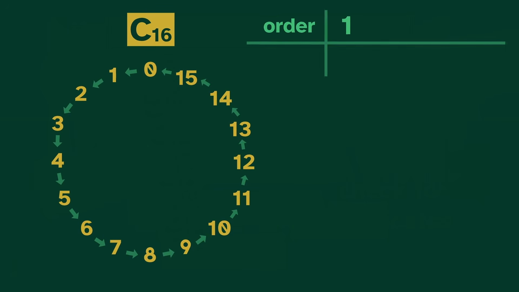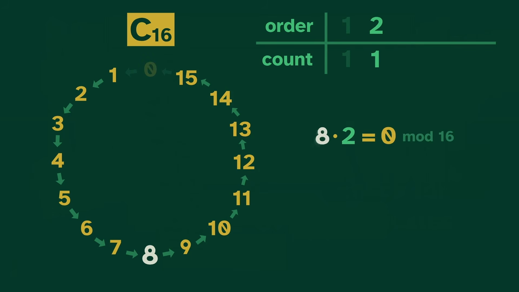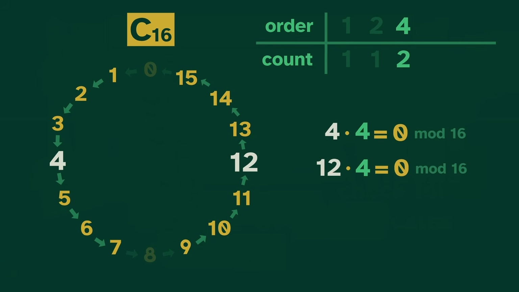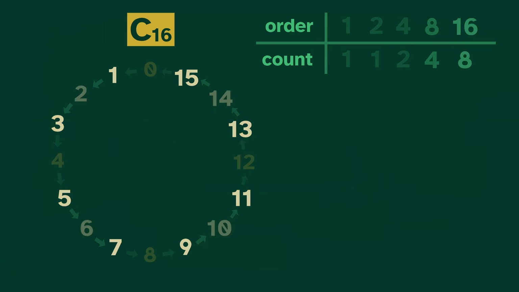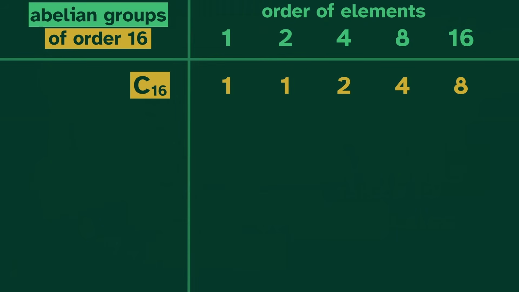Sure, so let's do C16. For order 1, there is just one element. 0, because it's... Neutral! Einheit! Then how many elements have order 2? Just 8? Yep, 8 times 2 is neutral. How about order 4? 4 and 12. Hey, it's always the numbers in the middle of the chunks. Yeah, great observation. So then these 4 have order 8, and all the rest have order 16. Nice. We now have the counts for C16.